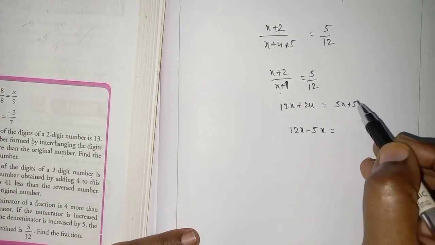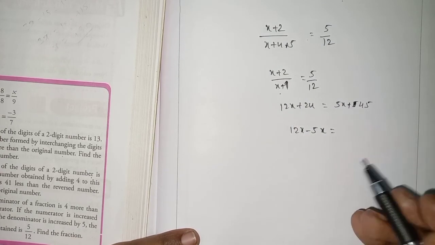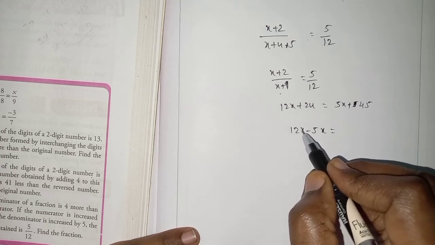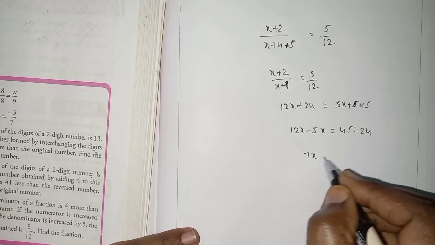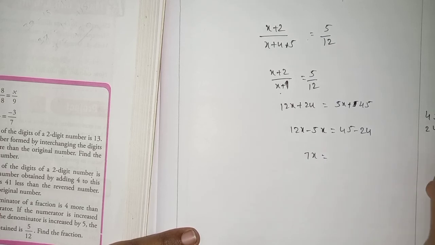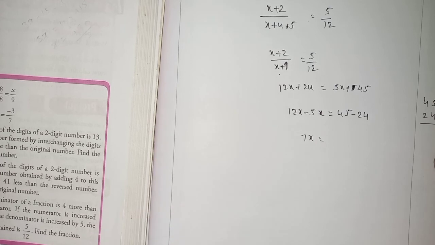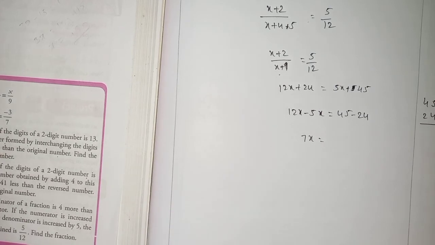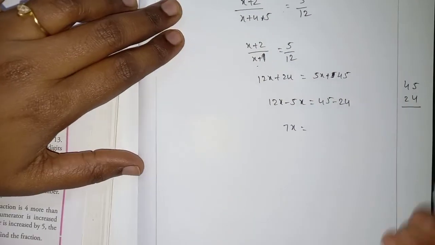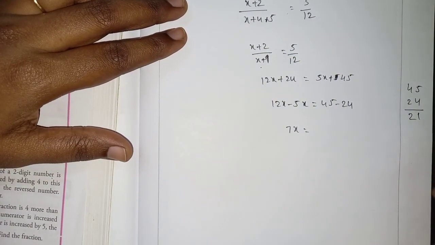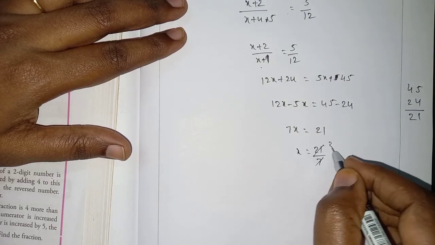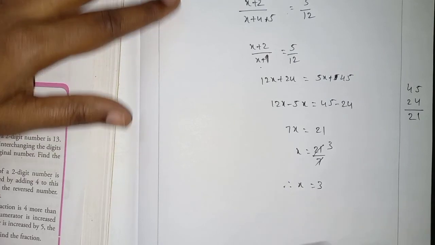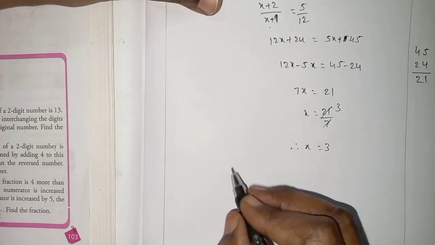12x plus 24 equals 5x plus 45. Now, I am taking 5x on the LHS. 45 minus 24. 7x is equal to 45 minus 24. 5 minus 4 is 1. 4 minus 2 is 2. 21. So, x is equal to 21 by 7. 7 threes are 21. Therefore, x is 3, means the numerator is 3.